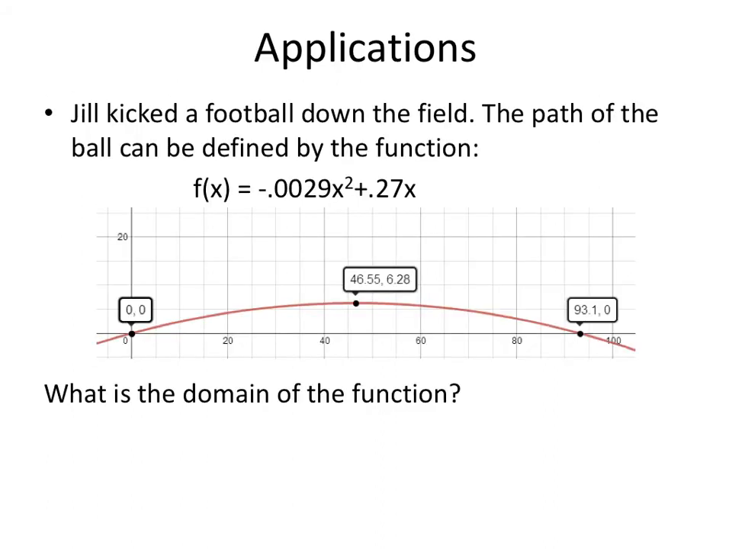Okay, applications. Jill kicked a football down the field. The path of the football can be defined by this function here. And here we see this function graphed out. And I want to know, what is the domain of this function? What are my input values?